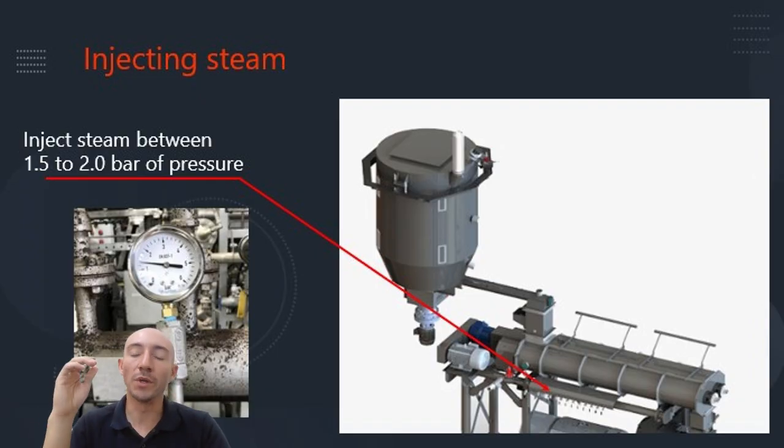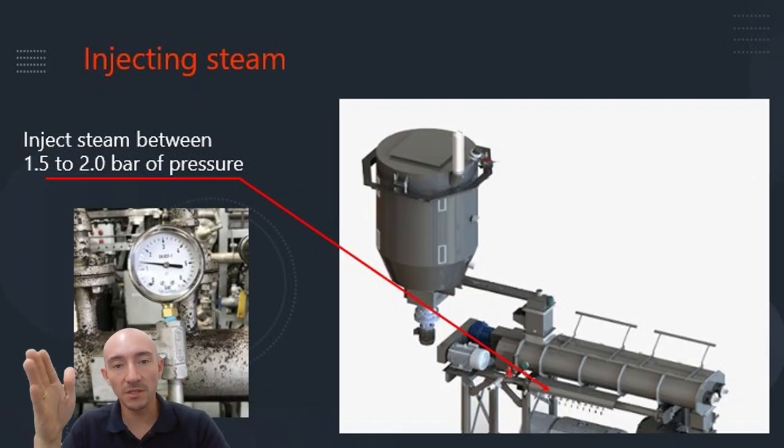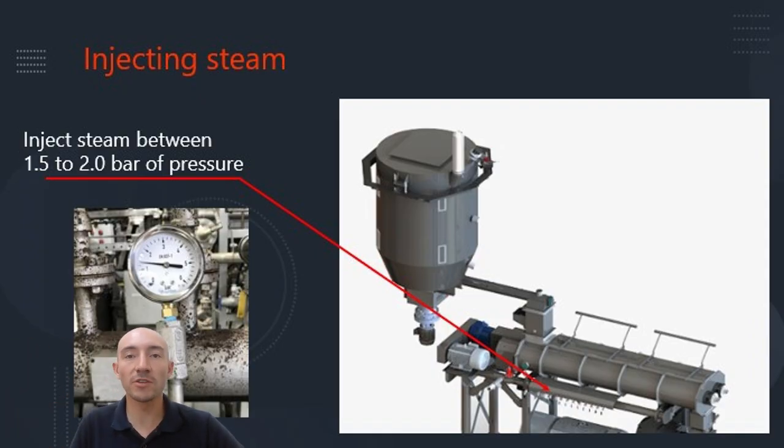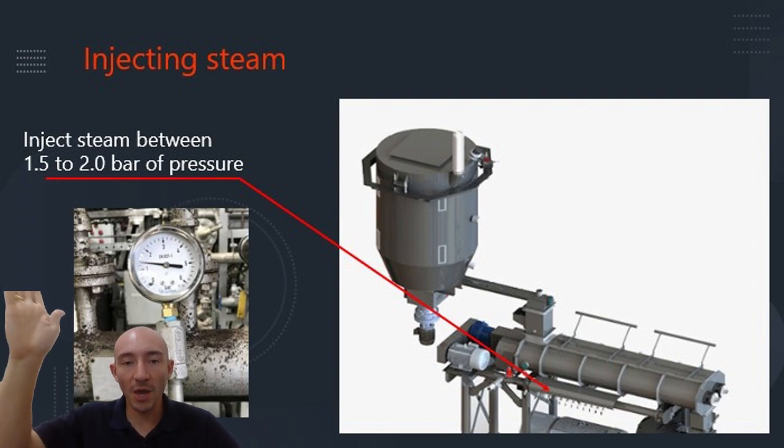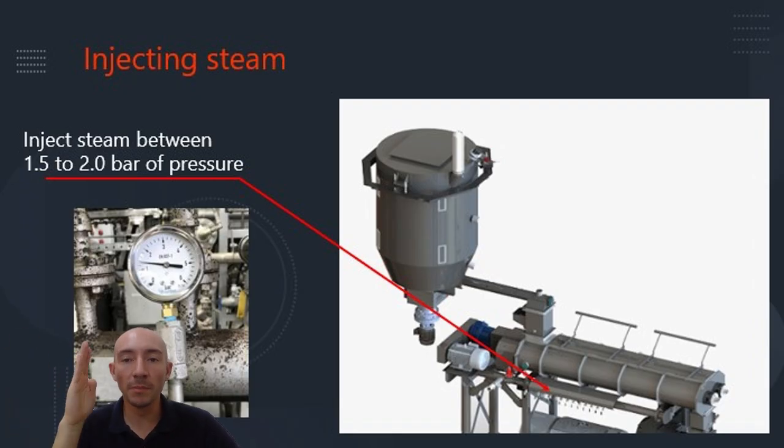Why do we do that? Because if we inject steam at 5 bars of pressure, steam has so much force that it will just go through this barrier of mash and leave. It will heat up, yes, but you will also waste a lot of steam. A lot of steam will just escape from the conditioner, and this is not what we want. Steam is expensive to generate, so we need to use steam very wisely. We cannot waste steam.